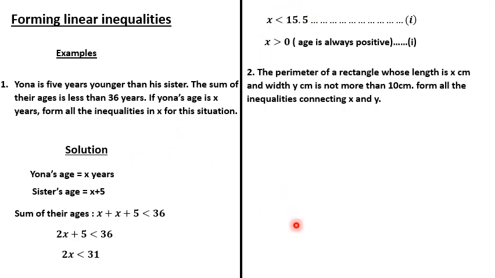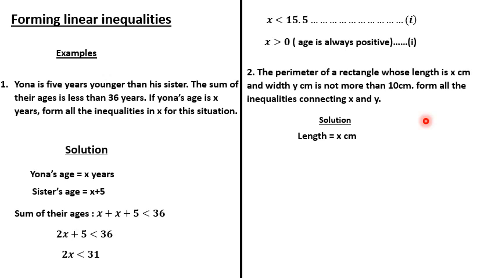Then we can have example number 2. The perimeter of a rectangle whose length is x centimeters and width is y centimeters is not more than 10 centimeters. Form all the inequalities connecting x and y. So we have the perimeter of a given rectangle, which is not more than 10 centimeters. We have the dimensions of the rectangle: the length is x centimeters and the width is y centimeters.